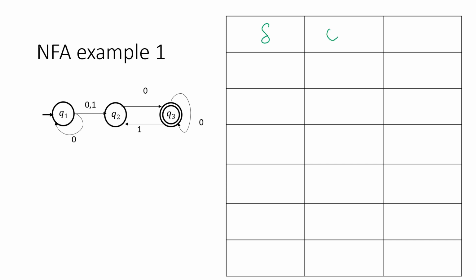I have delta, I have 0 and 1 as before. My start state, rather than being just Q1, is the set including Q1. Now, if I try to move from Q1 and on 0, I notice that I can either go to Q1 or Q2, and on 1 I can go to Q2. So this created new states.